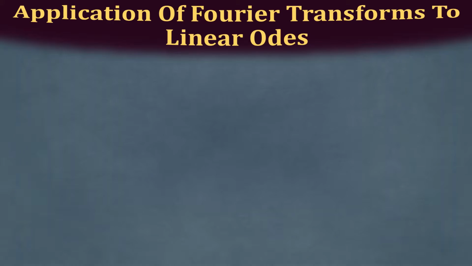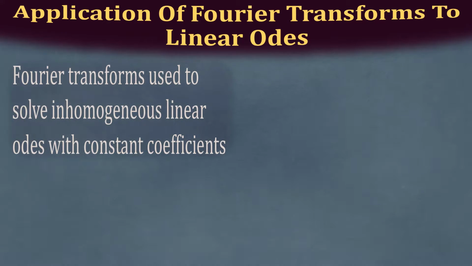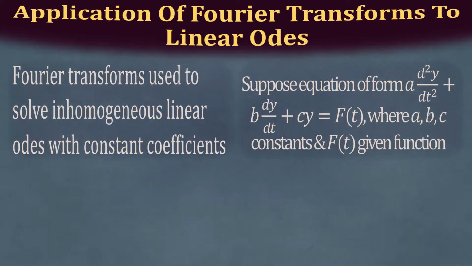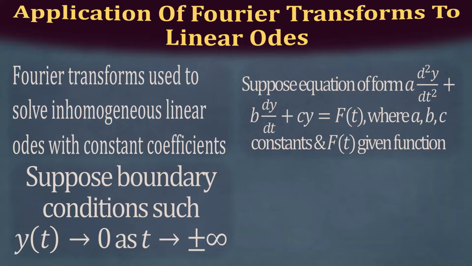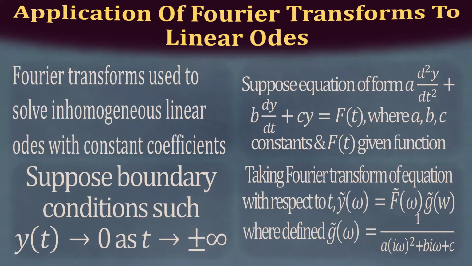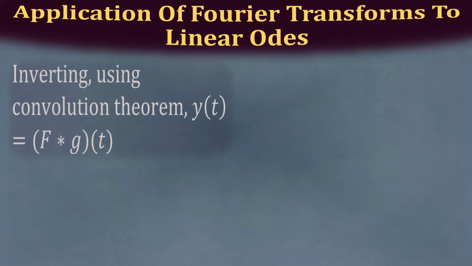Next, let's discuss the application of Fourier transforms to linear ODEs. Fourier transforms can be used to solve inhomogeneous linear ODEs with constant coefficients. Suppose we have an equation of the form a d2y/dt2 plus b dy/dt plus cy is equal to f(t), where a, b, c are constants and f(t) is a given function. Suppose also that the boundary conditions are such that y(t) approaches 0 as t tends to plus or minus infinity. By taking the Fourier transform of the equation with respect to t, we find that y tilde(omega) is equal to f tilde(omega) times g tilde(omega), where we defined g tilde(omega) to be 1 over a times (i omega) squared plus b i omega plus c.